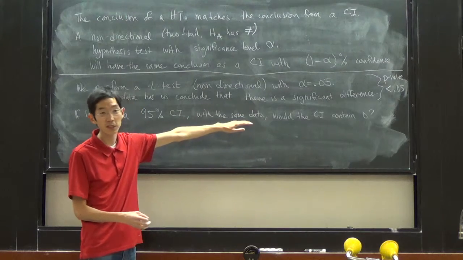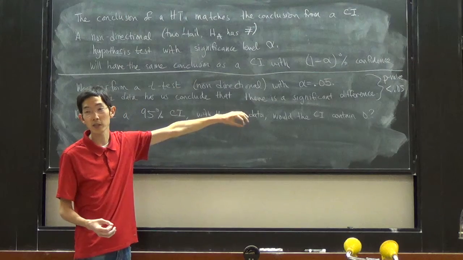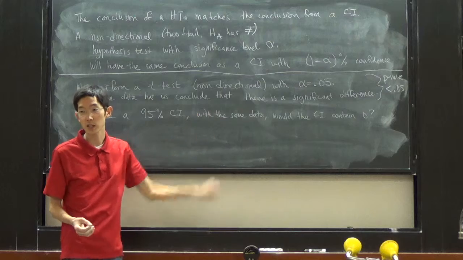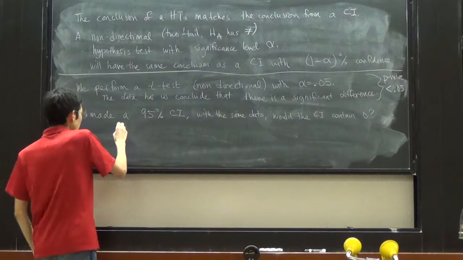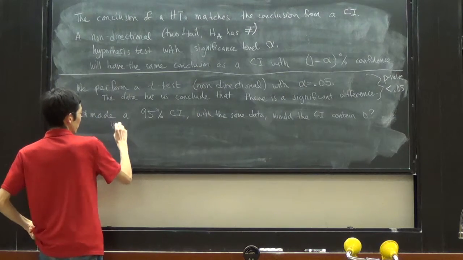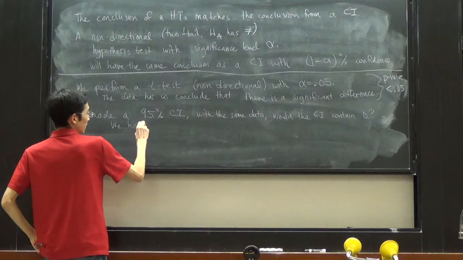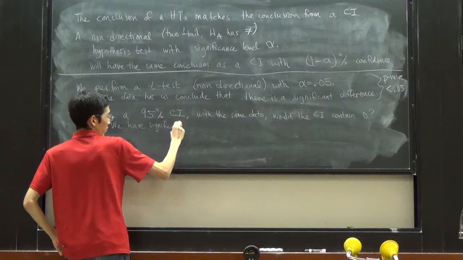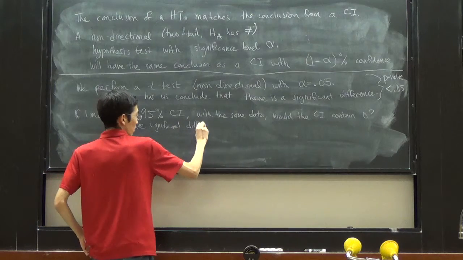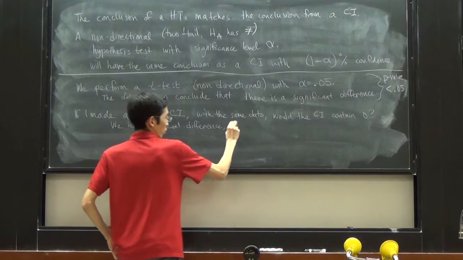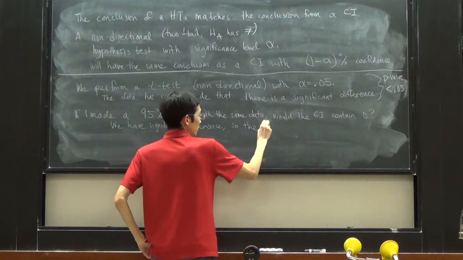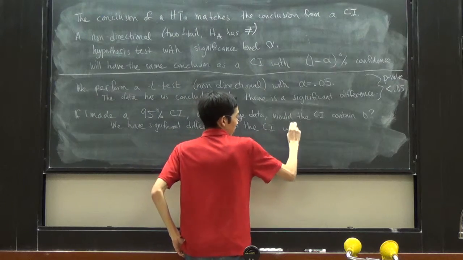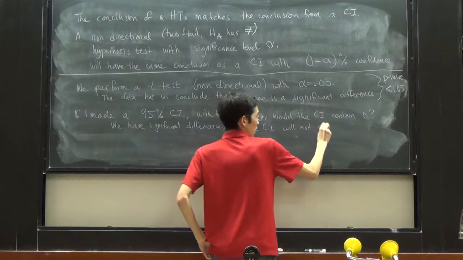So to find a significant difference with the confidence interval, that means the confidence interval does not contain 0. Okay. So we have a significant difference. So the confidence interval will not contain 0.